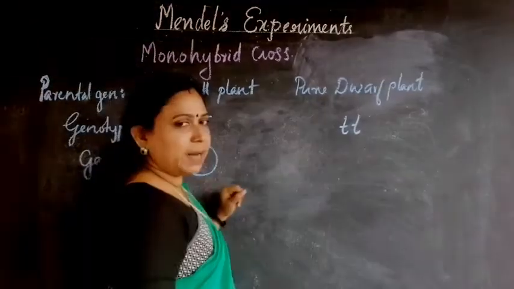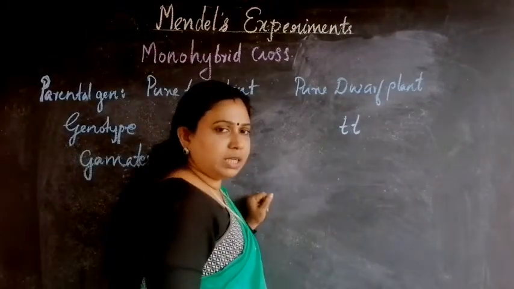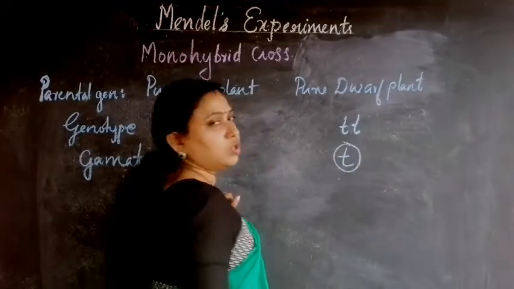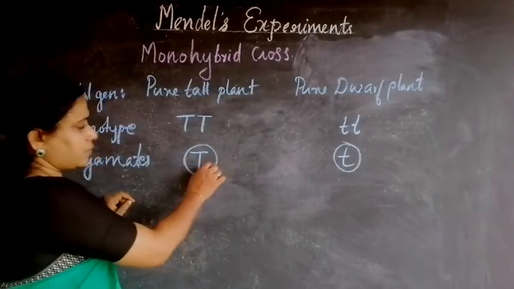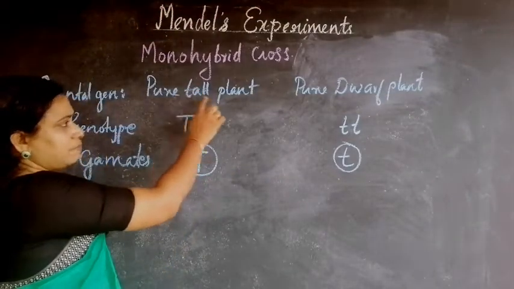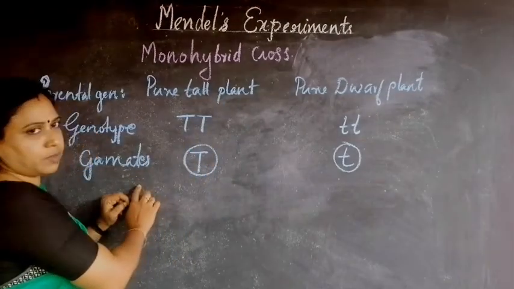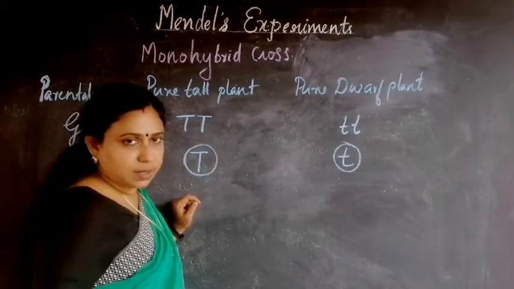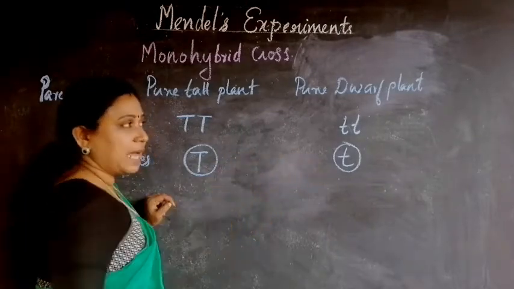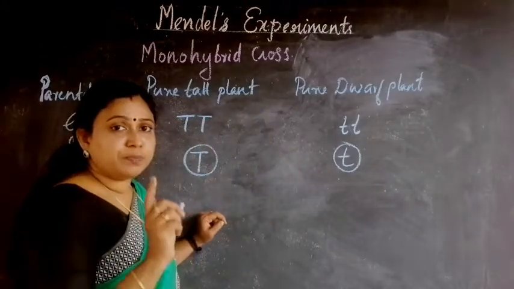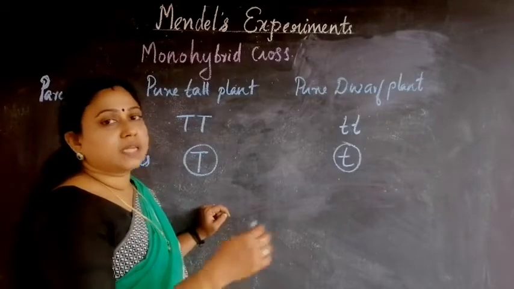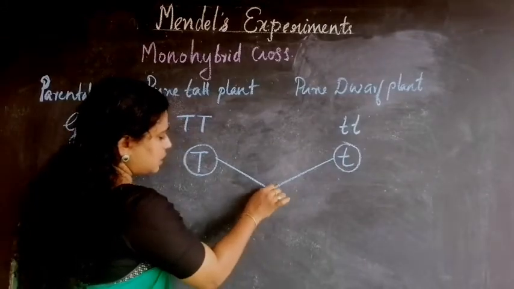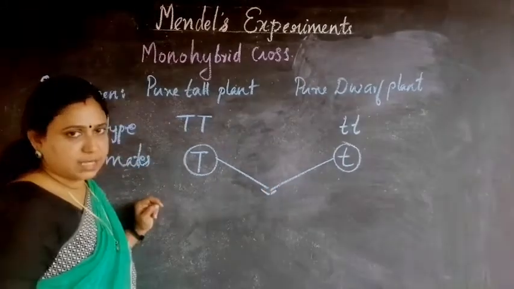And here, what about the dwarf plant? It also undergoes meiotic division, and the gametes are produced, having only half the number of chromosomes. Now, the selection of parent plants is done. What is the next step? Cross-pollinating the parent generation. These pea plants are allowed to cross-pollinate, and the next generations are produced.